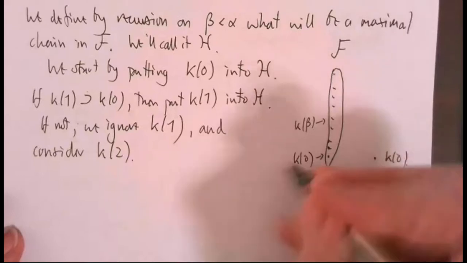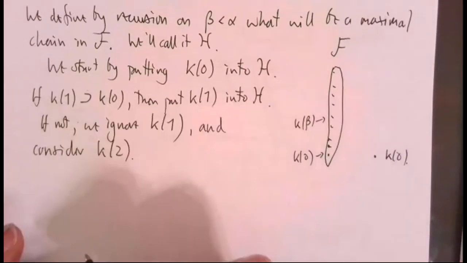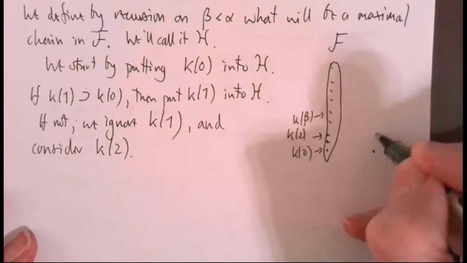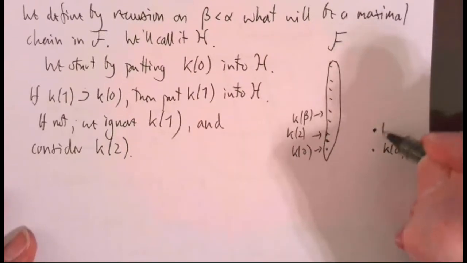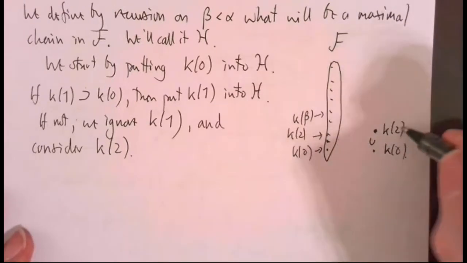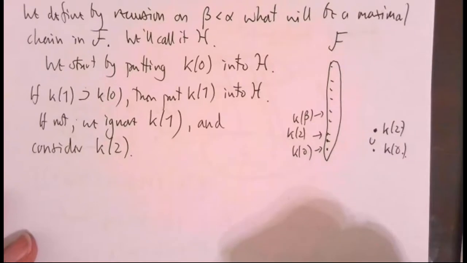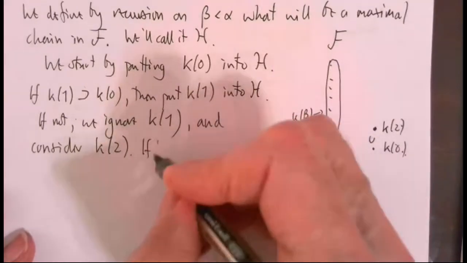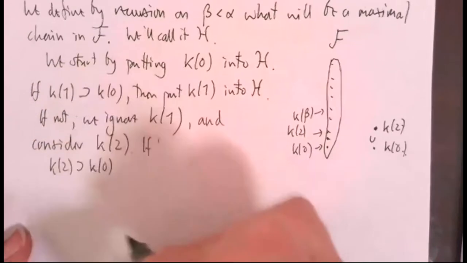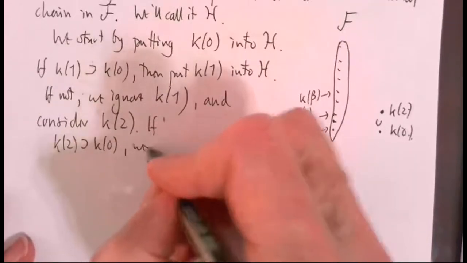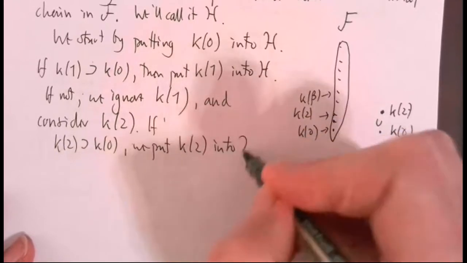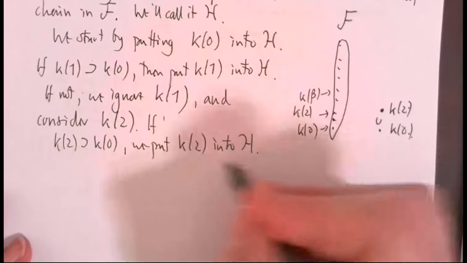And so let's suppose K of 1 doesn't extend K of 0, but maybe K of 2 does. So then we'll put K of 2 in here, because it does extend K of 0. So again, if K of 2 extends K of 0, we put K of 2 into H, and otherwise we ignore it.